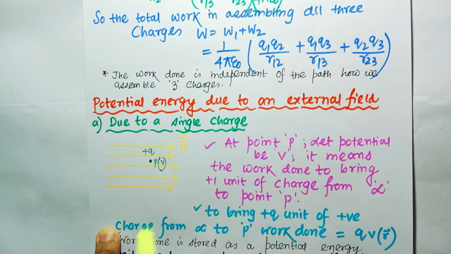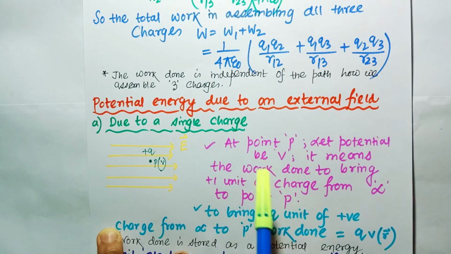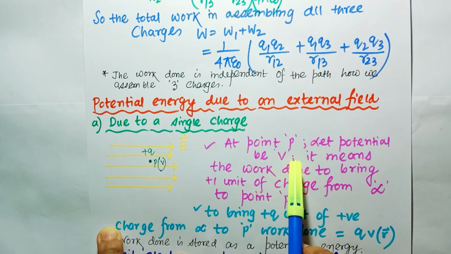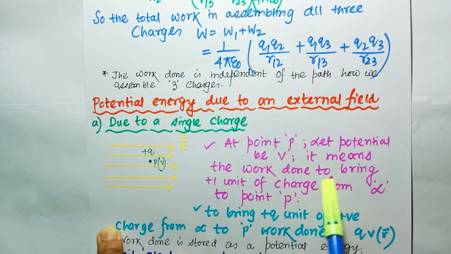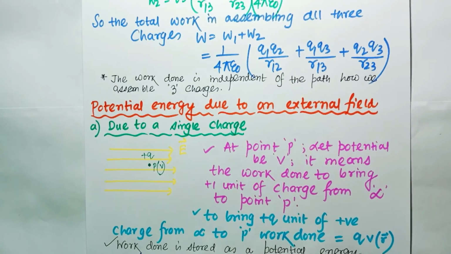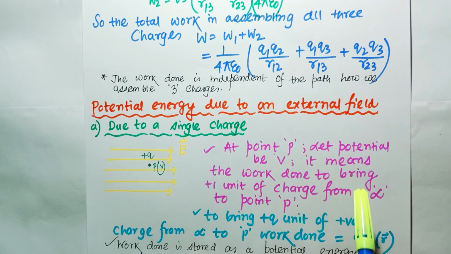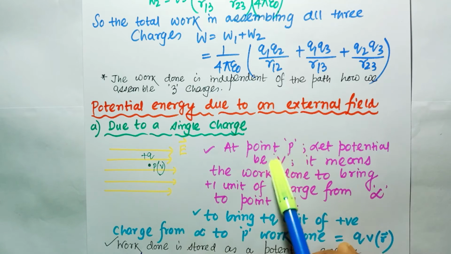So I need to calculate the potential energy of the plus Q charge. At point P, let the potential be capital V. It means the work done to bring plus 1 unit of positive charge from infinity to the point P is regarded as the potential of the point. So at the point P, let the potential be capital V. The work done to bring plus 1 unit of positive charge from infinity to the point P is capital V.